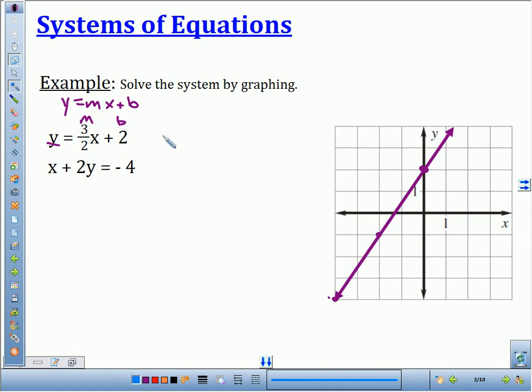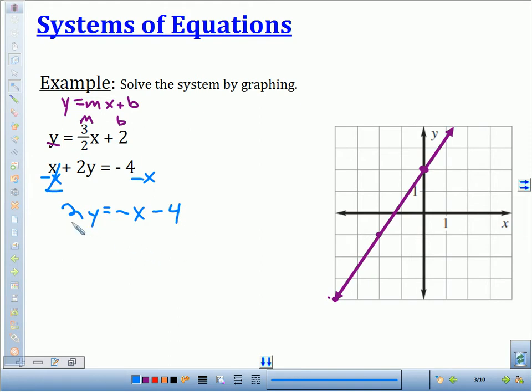The second equation, x plus 2y equals negative 4, I do have to solve for y. y is not by itself yet, so I'm going to do that. The first step will be to subtract x. Now, when I subtract x, it will cancel out on the left side, and I will have 2y. On the right, negative 4 and negative x do not combine. They do not have the same variable. So the only thing I can do is write negative x minus 4.